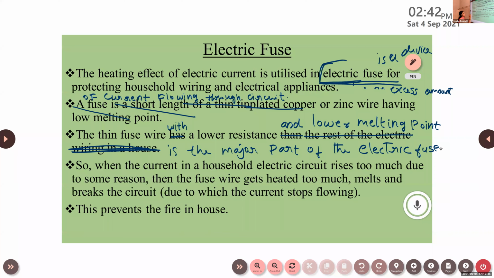Now you can write the last point. This is what explains the working of an electric fuse. When the current in a household electric circuit rises too much, either due to overloading or short circuiting, what happens to the fuse wire? The fuse wire gets heated too much, it melts and breaks the circuit. This prevents fire in the house.